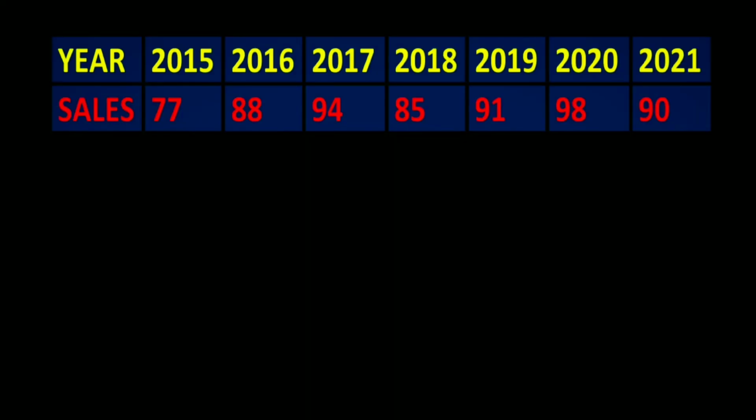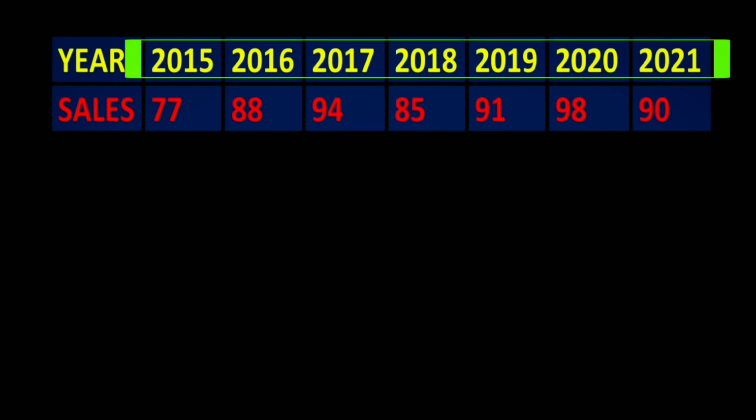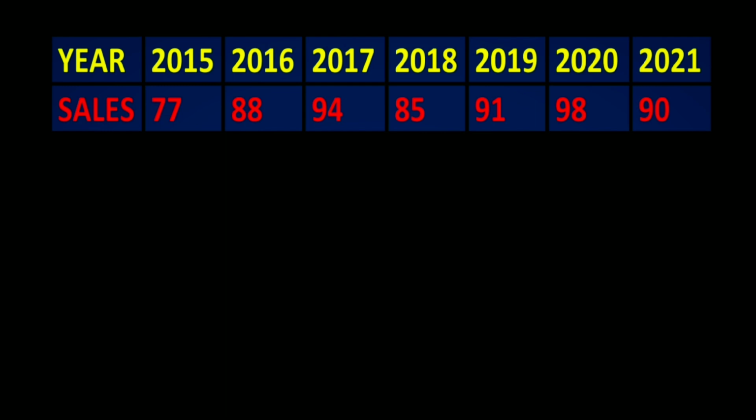On the screen, you can see there are two rows. One is year and another one is sales. There are 7 years given from 2015 up to 2021, and for each year, the sale amount is also given. The sales are in 1000 units, but I have not written that there, to make this example and the entire tutorial video simple and understandable. For the year 2015, the sale amount is 77.